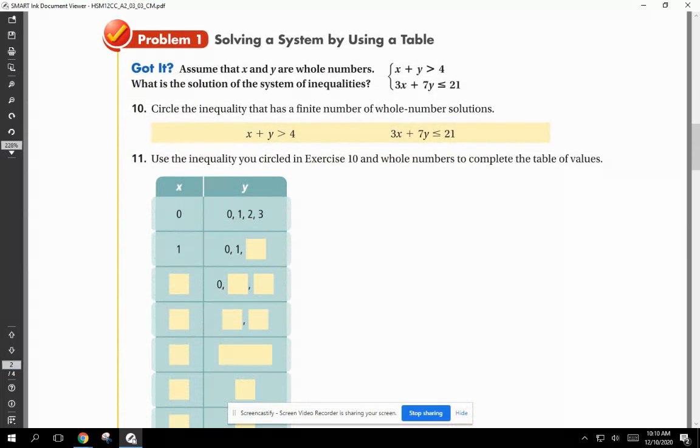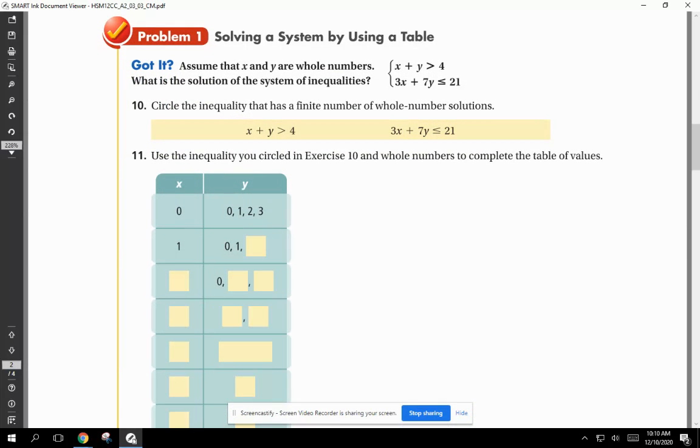Problem 1. Solving a system by using a table. Just like we did the other ones with systems of equations, we're going to solve by using a table. So here are our two graphs, our two lines, and you're going to use a table to solve these. But like I said before, once we learn how to do this and I go over it, I'm going to let you guys use Desmos because we're not at the mastery level. We're just introducing this topic, and I want you to be able to solve this.